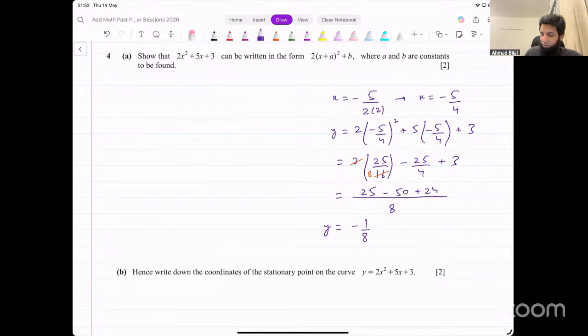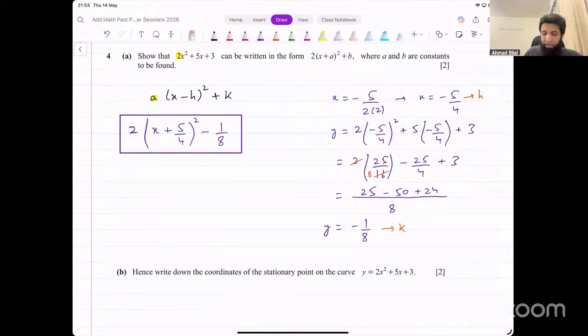Once you have the x coordinate of the turning point and the y coordinate of the turning point, you can say this is the value for h, this is the value for k. Just input them in that standard form. What's the standard form? A into x minus h whole square plus k, in which the value for a is the same as this value. So that will be 2 into x minus h. What's the value for h? Negative 5 over 4. So that's x plus 5 over 4 whole squared. Plus k. K is negative 1 over 8. That will be negative 1 over 8. And that's what we were looking for.